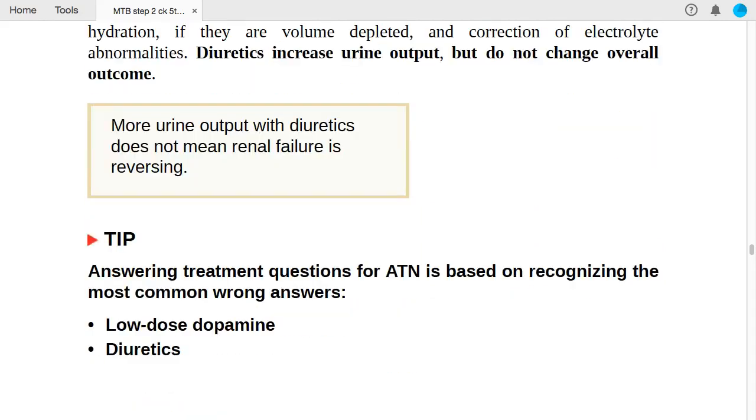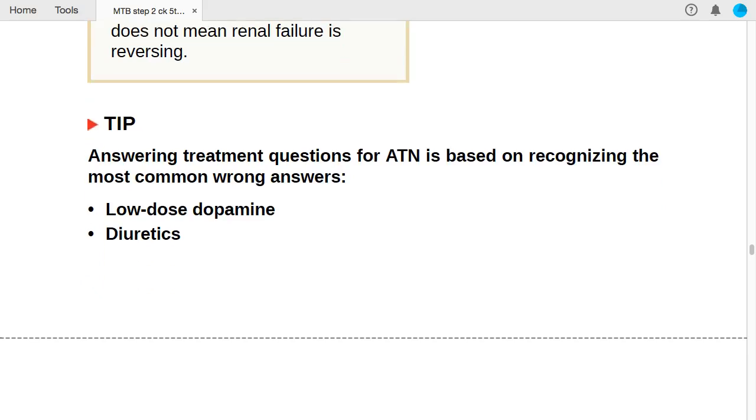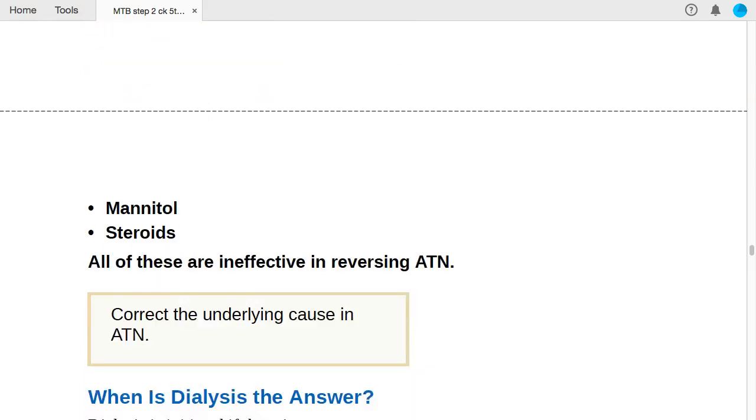High-yield tip: answering a treatment question for ATN is based on recognizing the most common wrong answer. Low dose dopamine, diuretics, mannitol, and steroids are all ineffective in reversing ATN. If you're thinking that giving dopamine, diuretics, mannitol, or steroids can reverse the ATN, this is not the case. What is effective? First and foremost is hydration. That's your most important goal. Correct the underlying cause in ATN; that would be the best answer. You need to correct the underlying cause rather than treating the symptoms.